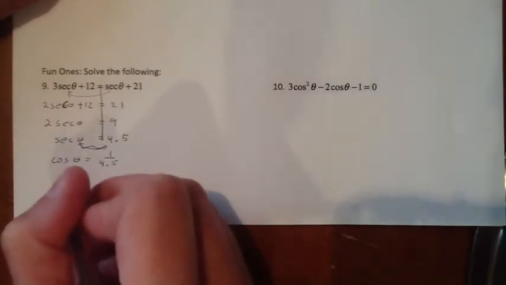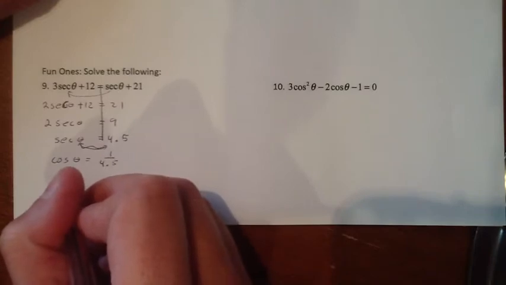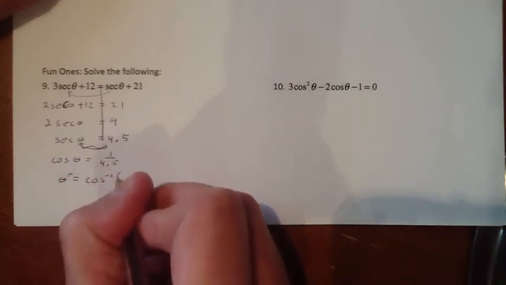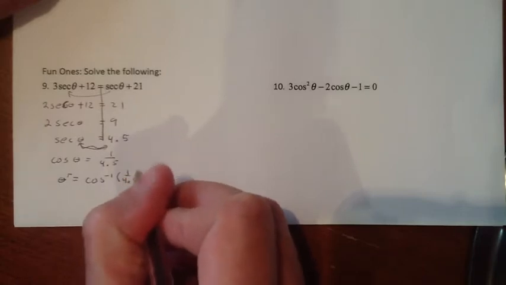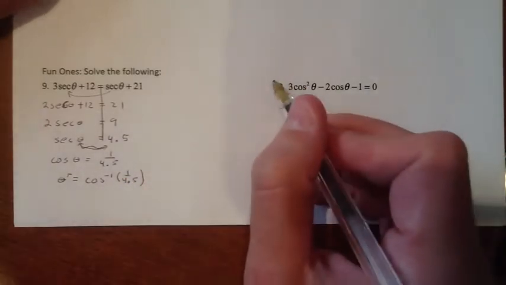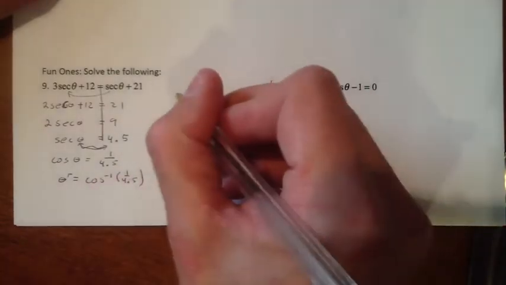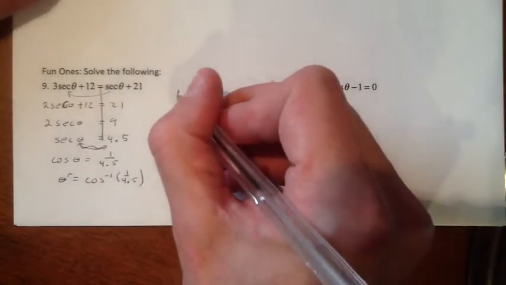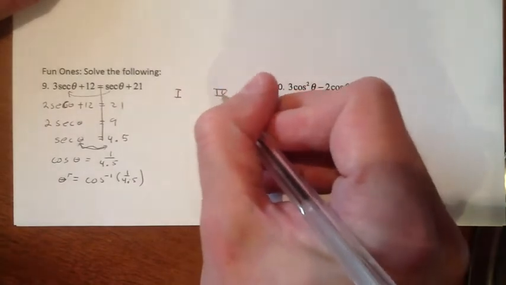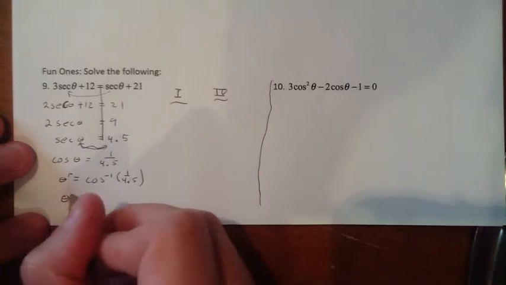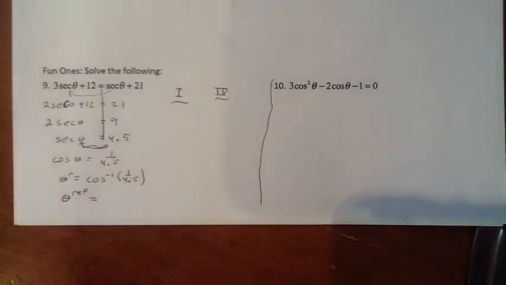And I just solve it. Theta, the reference angle, is the inverse cosine of 1 over 4.5. Remember, cosine is positive in 2 quadrants. It's positive in quadrants 1 and 4. And that's what I'm going to solve here. Remember, my reference angle will give us the first quadrant.